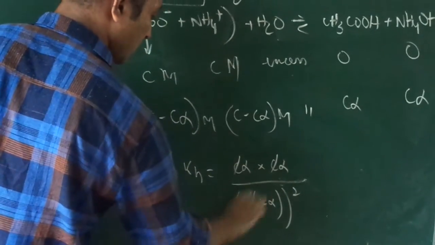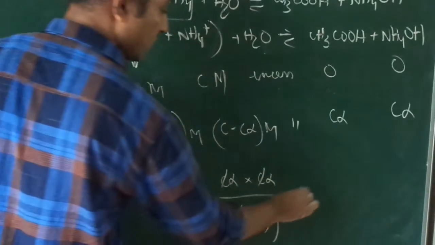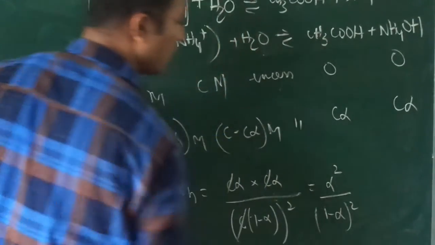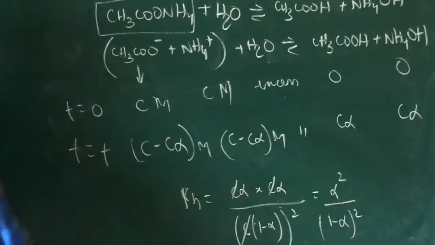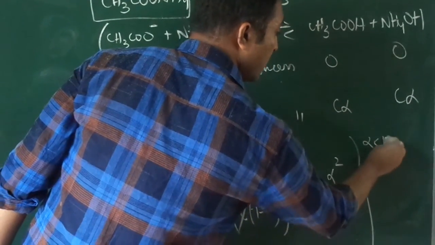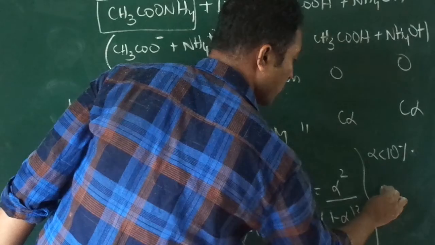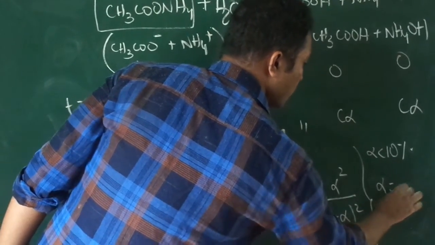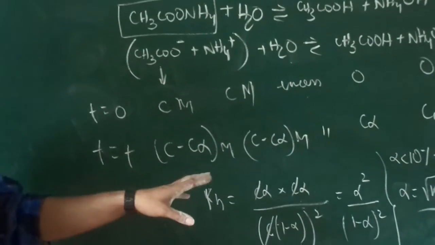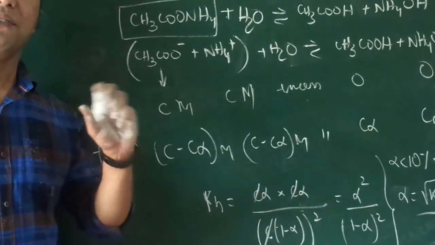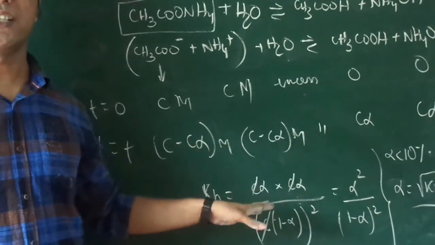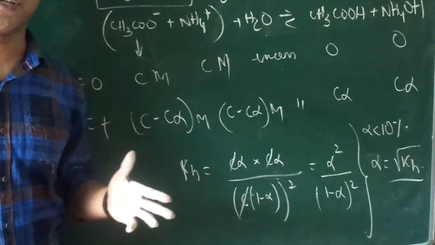So here C gets cut down, right? And this remains as alpha square by (1 minus alpha) whole square, right? Now again, if alpha is less than 10%, you can neglect the denominator, and thus you can get alpha as root over Kh. Now students, check this out. Here, the degree of dissociation of a salt of weak acid and a weak base is independent of its concentration. And thus further, you need to find the pH, right?